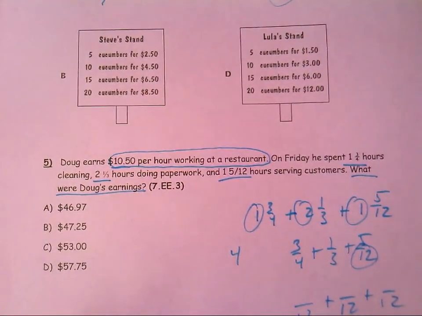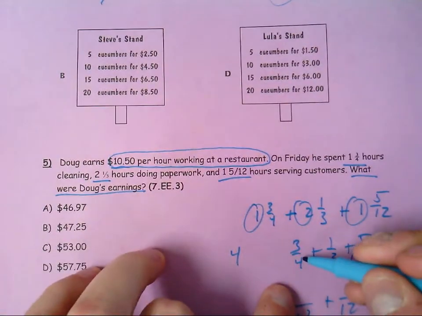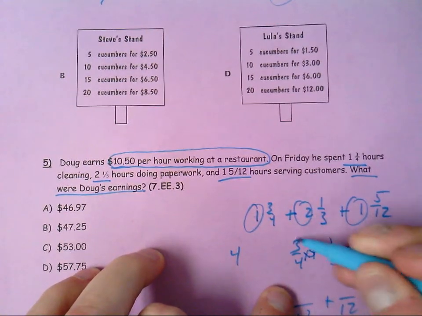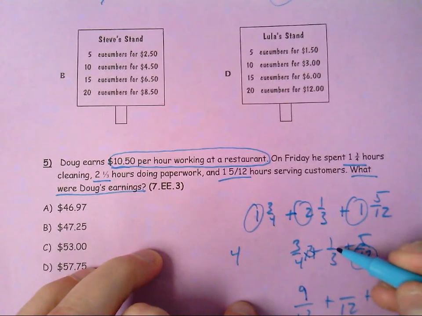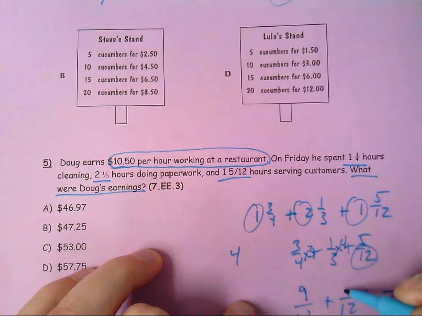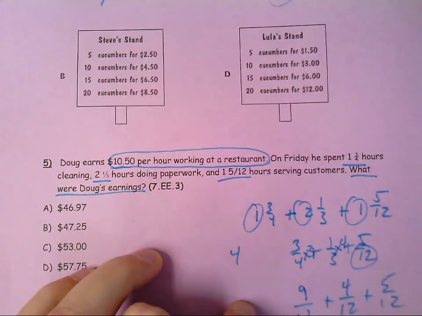To get from 4 to 12, I'd have to multiply by 3. So 3 times 3 is 9. Then for the 1/3, multiply by 4, so 1 times 4 is 4, and then the 5/12.